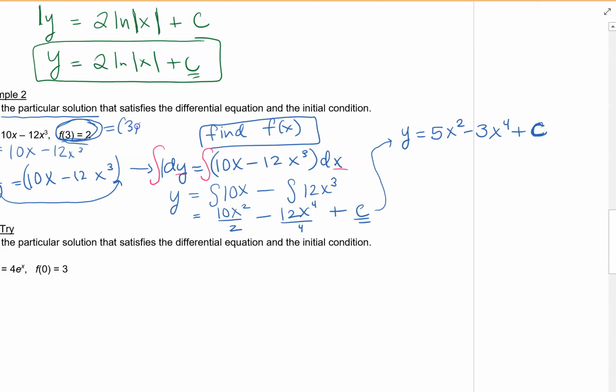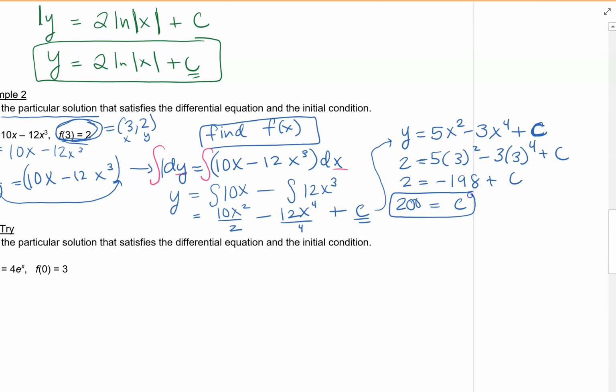This is the point (3, 2). So I can plug in 3 for x and I can plug in 2 for y in order to solve for my constant c. So I have 2 equaling, if I do 5 times 3 squared minus 3 times 3 to the 4th, that's negative 198. So then my constant c, if I add the 198 to the other side, would equal 200.